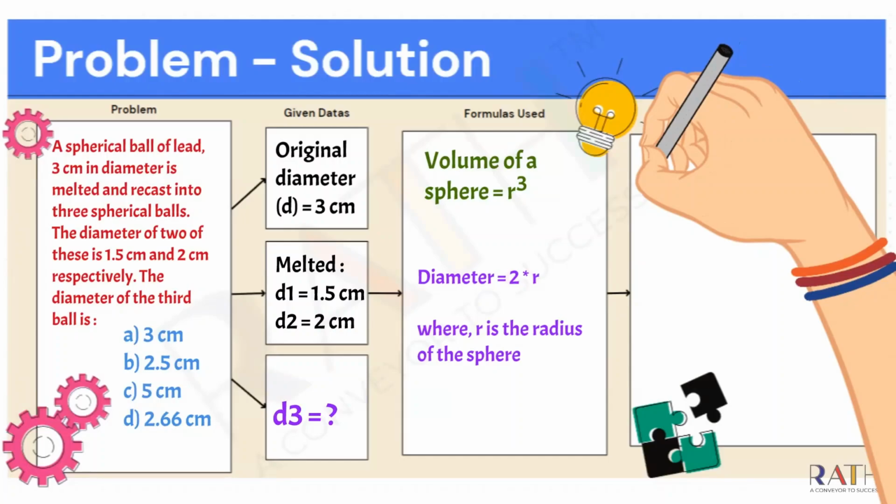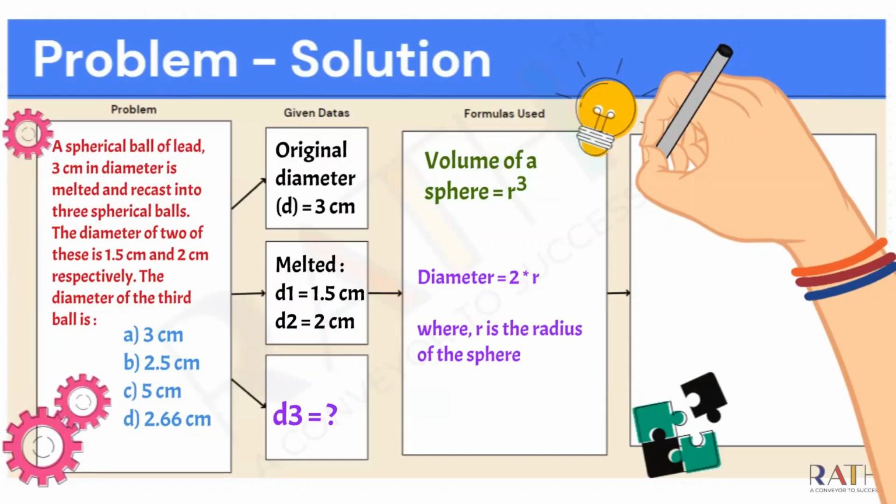And the diameter is nothing but 2 into r, twice the radius. Diameter is a line you draw from one point on the circumference to another point on the circumference, crossing the center point of the sphere. Then it is called a diameter. Fine. Now, this is the formula: the volume depends on r cube, and the diameter is 2 into r.